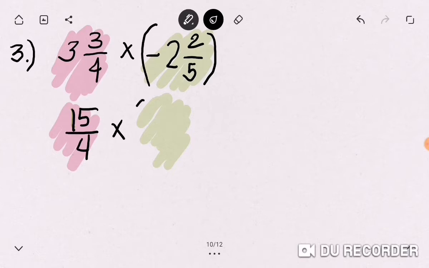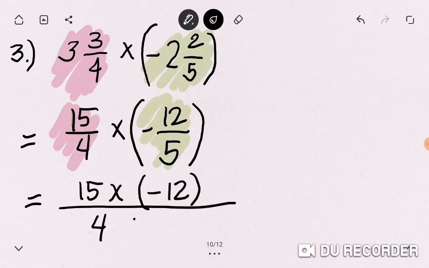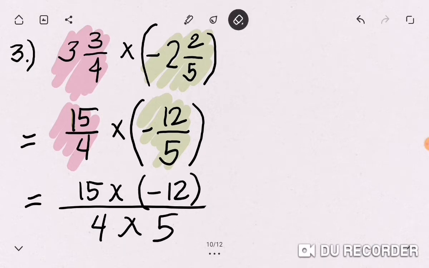So ganun din sa kabila. So we have 5 times 2 is 10 plus 2, we have 12. Then copy the denominator. So we have negative 12 over 5. So pwede na tayo ngayon pumunta sa multiplication. So we can now write this as 15 times negative 12 all over 4 times 5. So pwede pa nating i-simplify ito.